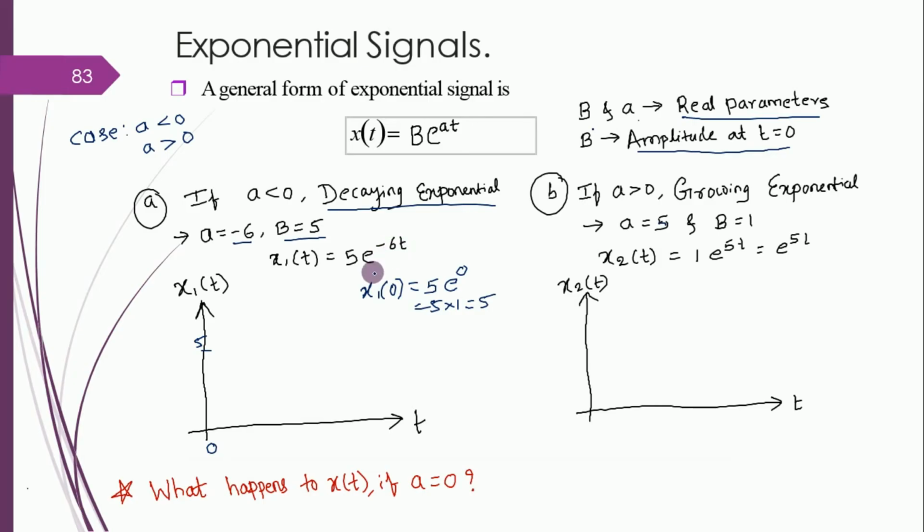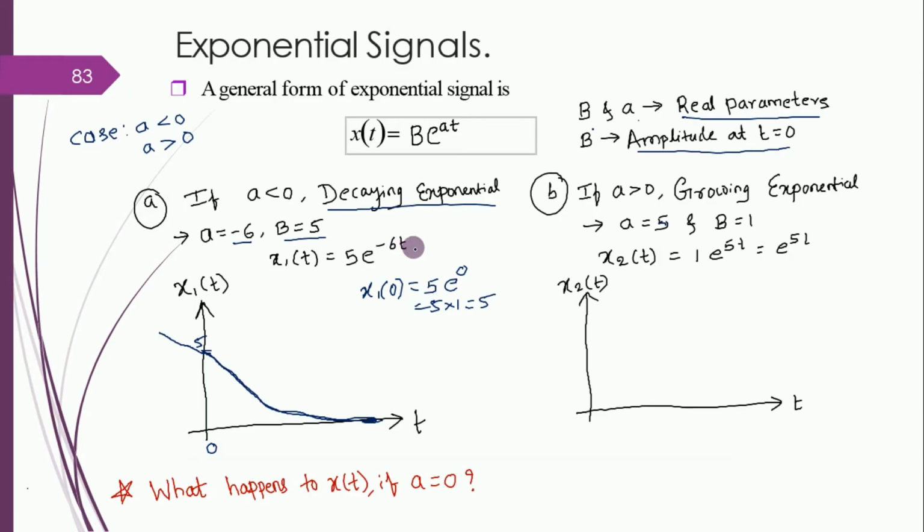Okay. So when I go on increasing, like if I give t equal to 1, e raised to minus 6, t equal to 2, e raised to minus 12, t equal to 3, e raised to minus 18. So the exponent value goes on increasing, and you go on getting less and less value. So that's why it will be a decaying exponential, and at some point it will reach zero.